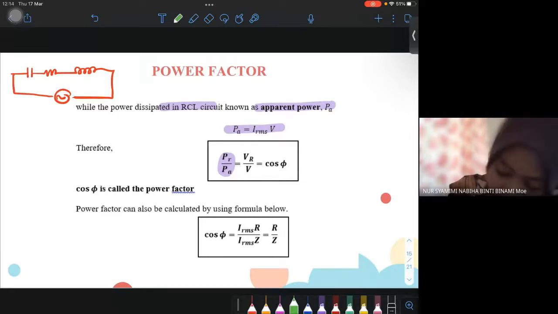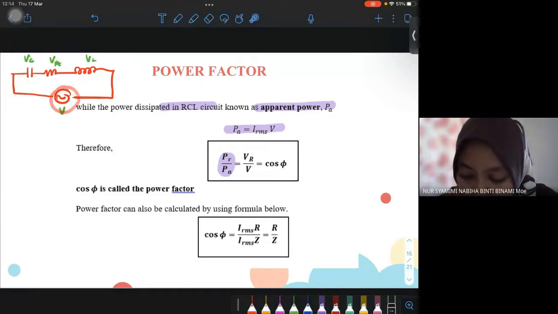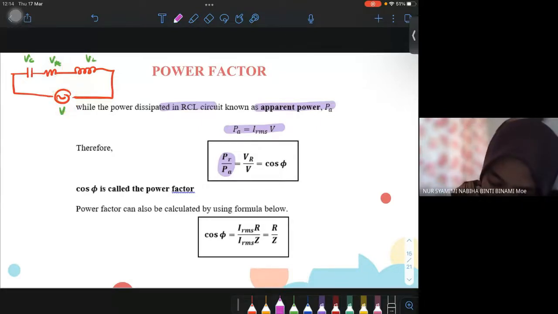Okay, so we have VC, VR and VL. So this is my V. So when we have an RCL circuit, power is only lost in the resistor. Okay, so the power loss in the resistor we call real power, which is P_R. So P_R is equal to P equals IV, so I_RMS times VR.